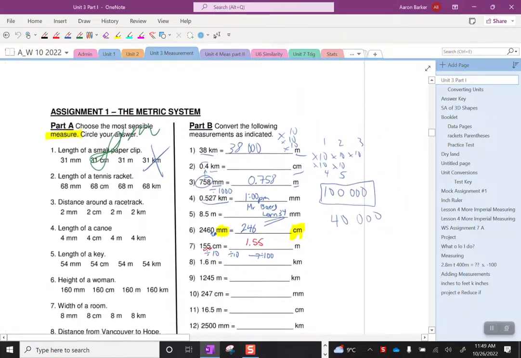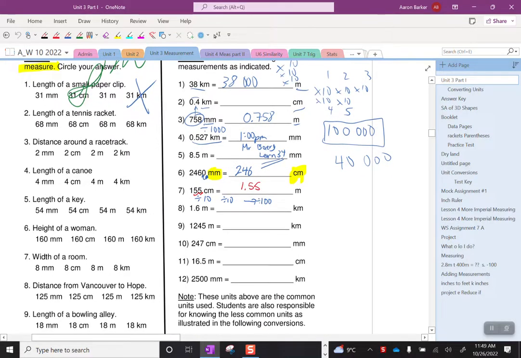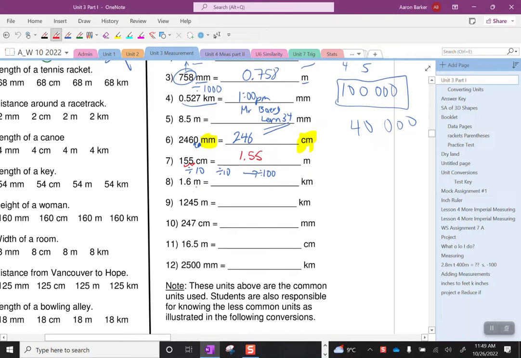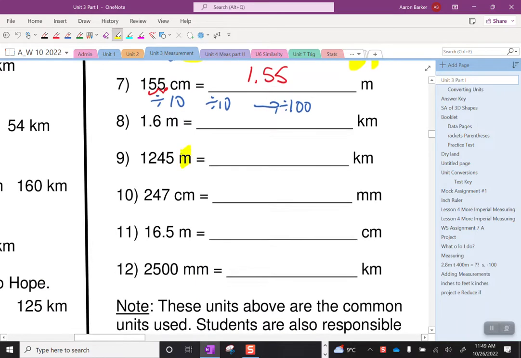assignment number 1, the metric system. So we're just going to go over a couple questions to make sure you're good. For example, let's practice number 9 right here. Number 9, we are going from meters into kilometers.